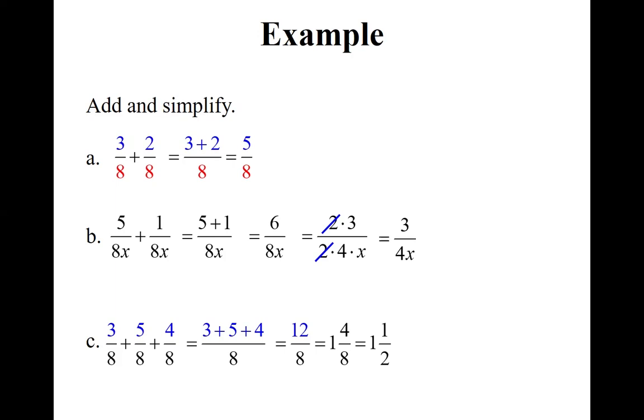Or we can divide and get 1 and 1/2. Or if we know we're going to go mixed number from 12 over 8, we can divide there, get 1 and 4/8, and the 4/8 reduces to 1/2. Either way, you're going to end up at 3/2 or 1.5 because we had to simplify.